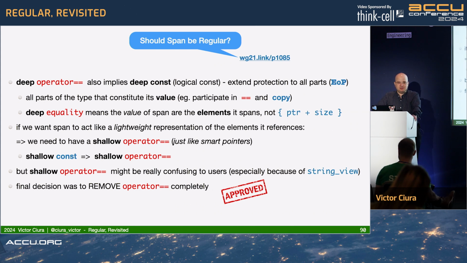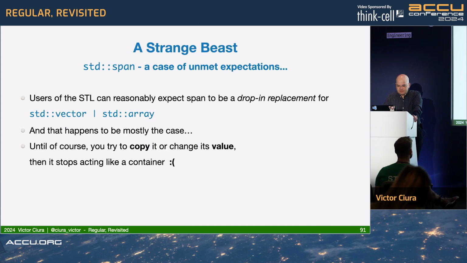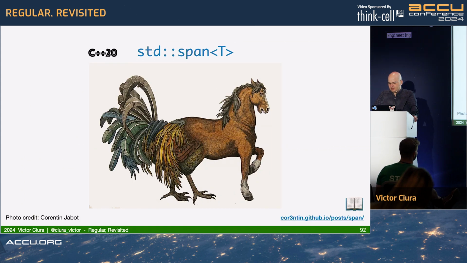No batteries included. You deal with it. So that's what we have now. We have a span type that doesn't have any quality, right? So definitely not regular. It's a strange beast. Users can generally expect to interchange this with a vector or a standard array, and it happens to be the case most of the time. It just magically works, right? Until you try to copy or change its value, then it stops being nice with you. So it's semi-regular. It's this sort of weird thing.